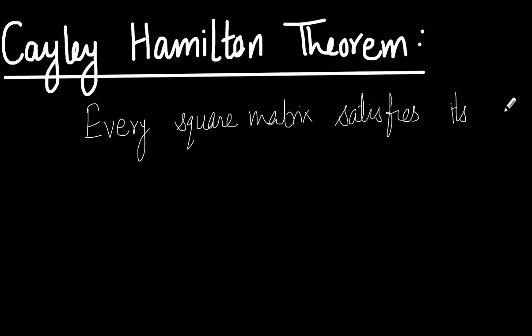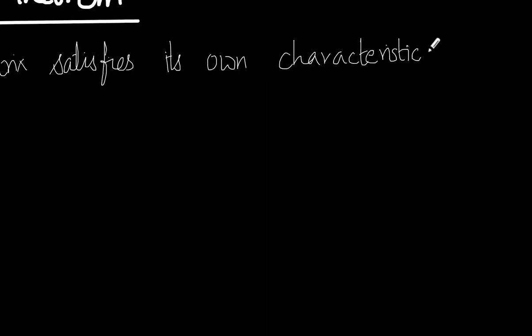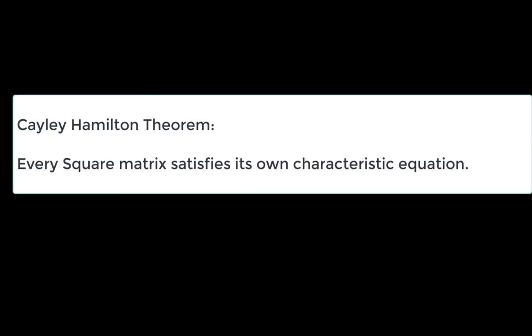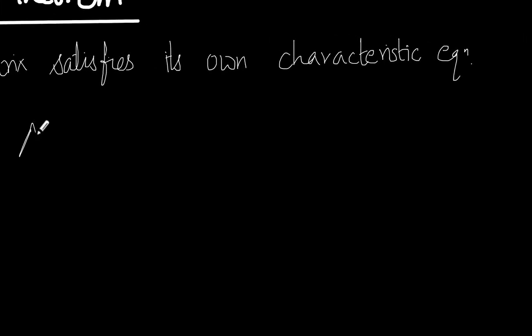This theorem says that every square matrix satisfies its own characteristic equation. We know what a characteristic equation is, and we know that it is used to find the eigenvalues of a square matrix. For example, suppose we have a square matrix A, then its characteristic equation is given by the determinant of A minus lambda I is equal to 0.